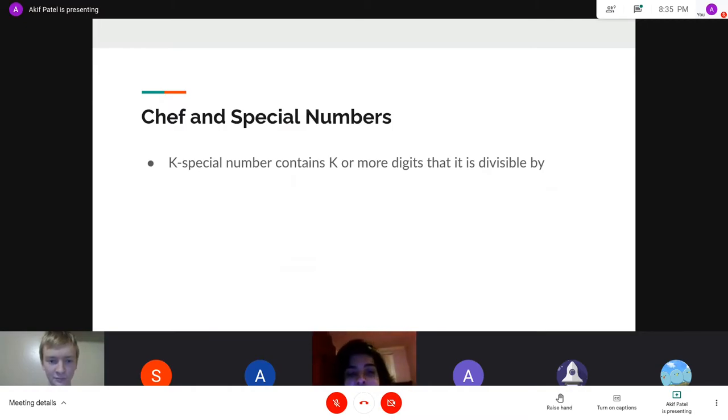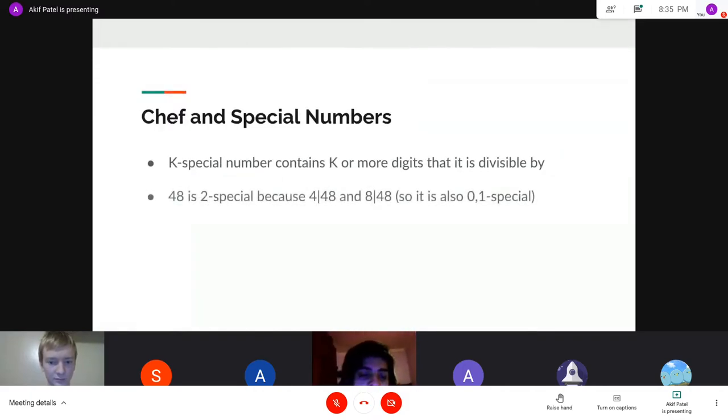We define a k special number as a number that contains k or more digits that it is divisible by. So we look at all the digits that it contains in its actual representation, and we see, is it divisible by that digit? If it is, then we add that to its value k. For example, 48 is 2 special because 4 divides 48 and 8 also divides 48. By the way, it's also 0 and 1 special because it says k or more.